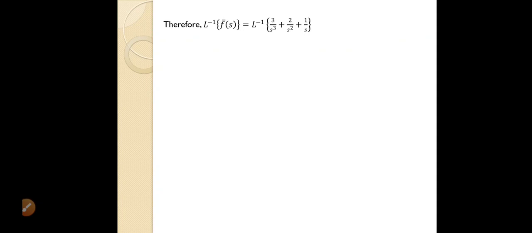Now we have to take inverse Laplace transform on both the sides of this f bar of s. By linearity property of inverse Laplace transform, we can write L inverse sign, that is inverse Laplace transform sign, to each and every term separately. So it becomes L inverse of 3 upon s cube plus L inverse of 2 upon s square plus L inverse of 1 upon s.